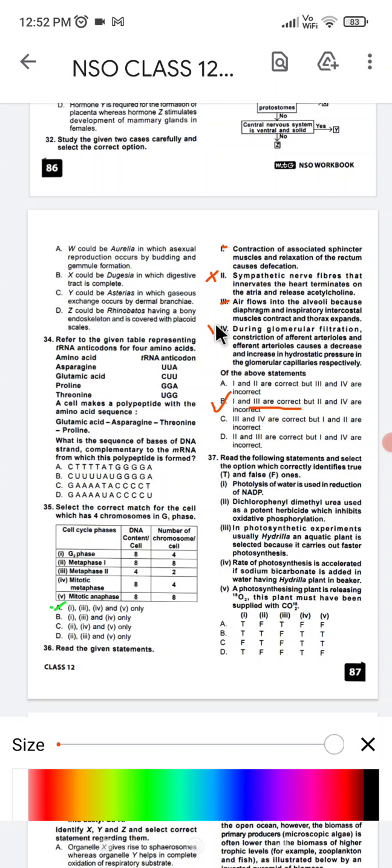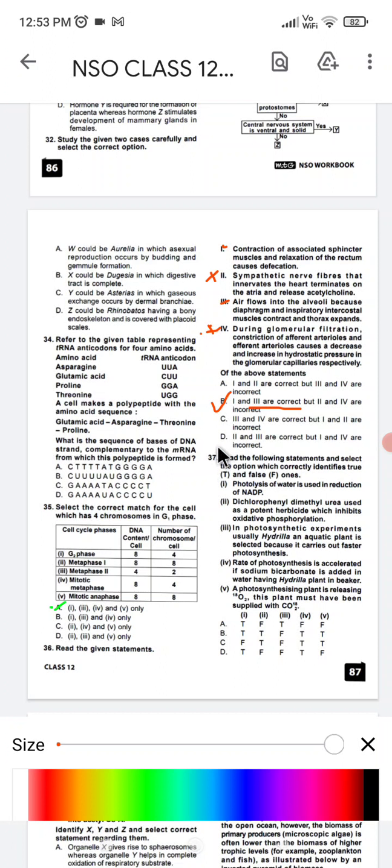Why 2 and 4 are wrong? Sympathetic nerve fibers that innervate the heart terminate on the artery and release, so it never releases the acetylcholine. And next is statement number 4. During the glomerular filtration, constriction of afferent arteriole and efferent arteriole causes a decrease and increase in hydrostatic pressure in the glomerular capillaries respectively. Okay.